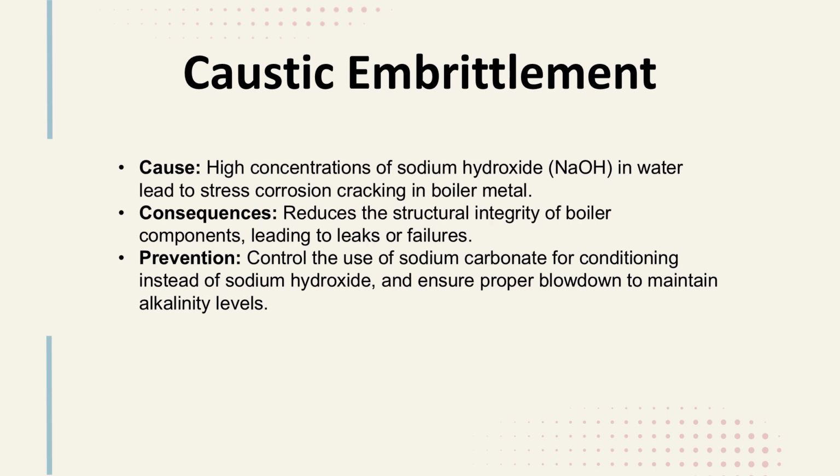Consequences of caustic embrittlement include a reduction in the structural integrity of boiler parts, making them prone to leaks and failures. To prevent caustic embrittlement, it's essential to control the use of sodium carbonate in water conditioning, as well as perform regular blowdown procedures to maintain alkalinity levels within safe ranges. Substituting sodium hydroxide with more appropriate conditioning chemicals also reduces the risk of this issue.